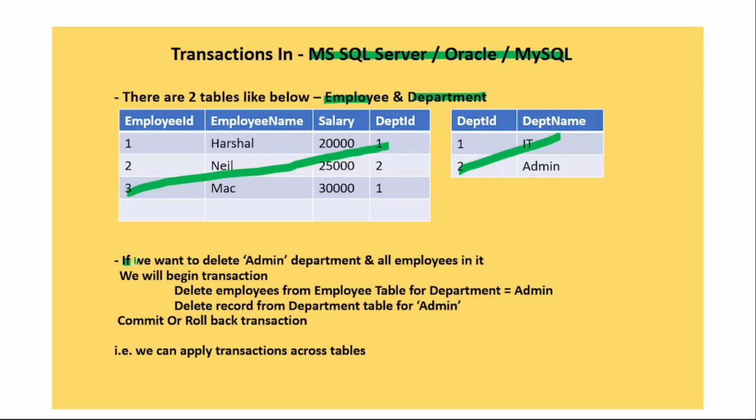Now we want to delete the record for the admin department, and we also want to delete all employees from the admin department. So we will perform this action in a transaction: we will first delete employees from the employee table for department admin, then we will delete the record from the department table for admin, and then we will either commit or roll back this transaction. The important thing is we can apply transactions across tables.